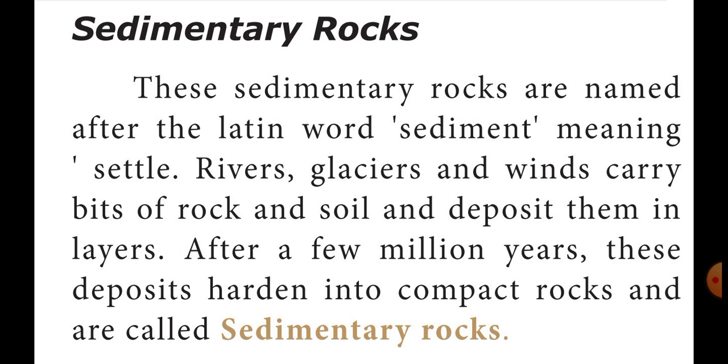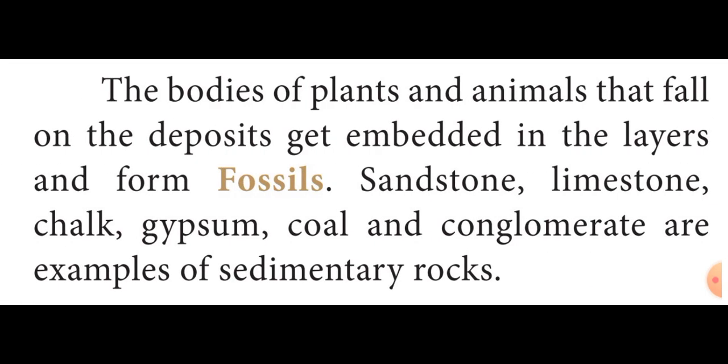Those particular rocks are called sedimentary rocks. The bodies of plants and animals that fall on a deposit get embedded in the layers, which means attached in the layers, and form fossils. Examples of these rocks are sandstone, limestone, chalk, gypsum, coal, and conglomerate. These are the best examples of sedimentary rocks.